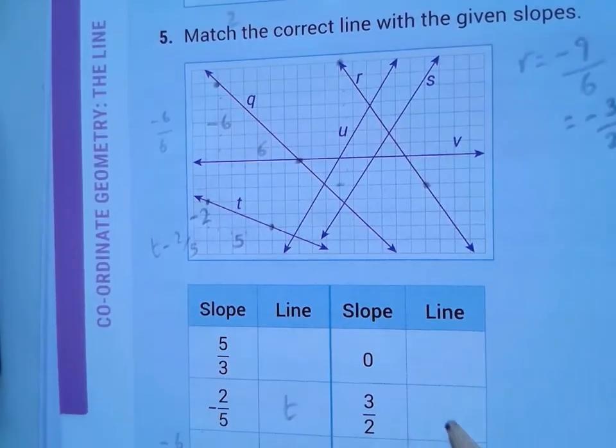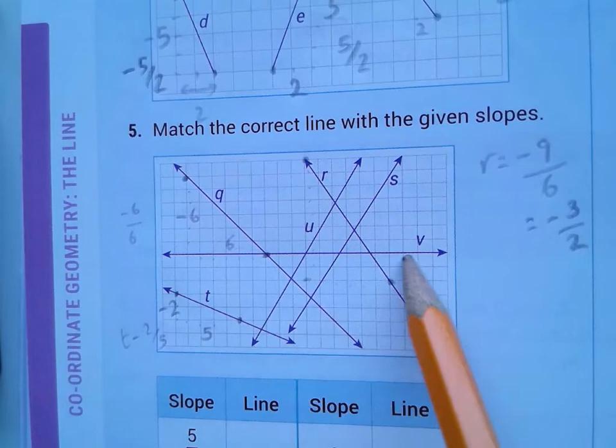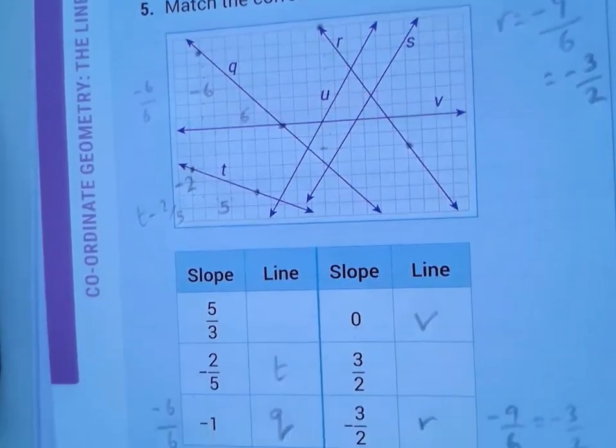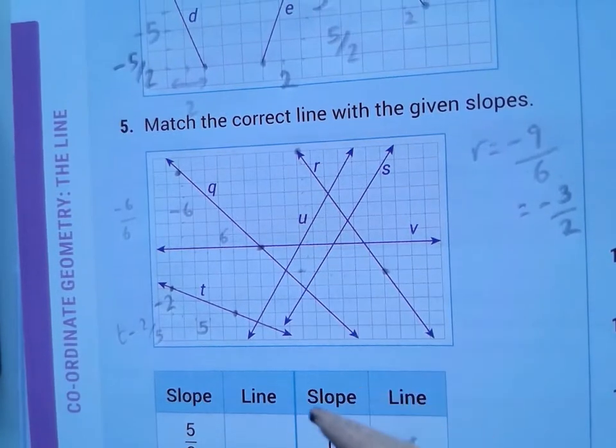Okay, slope of 0, let's do that one because that'll narrow things down. A slope of 0 means it doesn't go up or down, so that's going to be V. There's V, it has a slope of 0. And then we only need to get one more of these and then we'll be sorted.